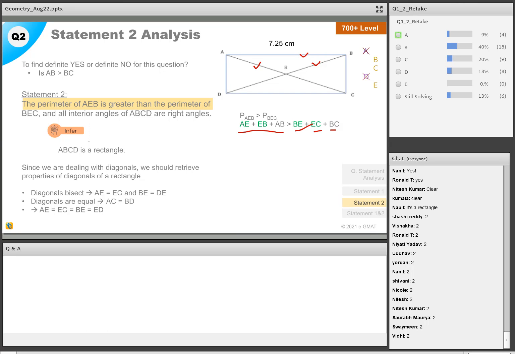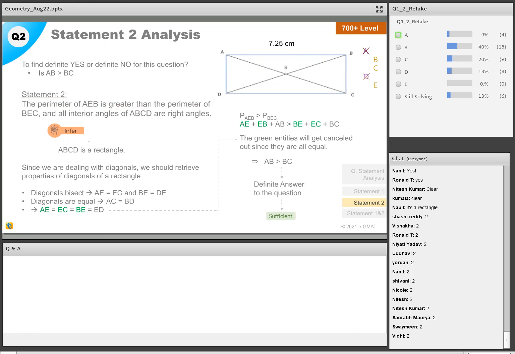We know that all these four side lengths are equal to each other, so we can simply cancel them off. I know AE, EB, BE, and EC are equal to each other, so simply cancel them off. If I cancel them off, what do I have? I have the length of AB to be greater than the length of BC.